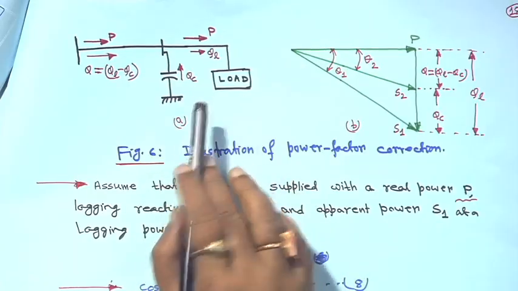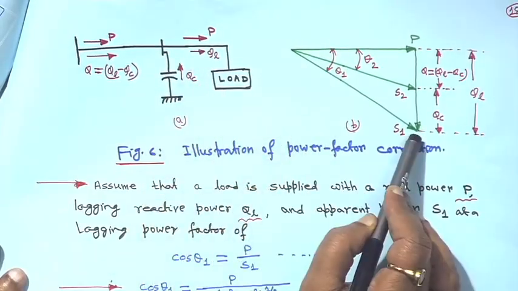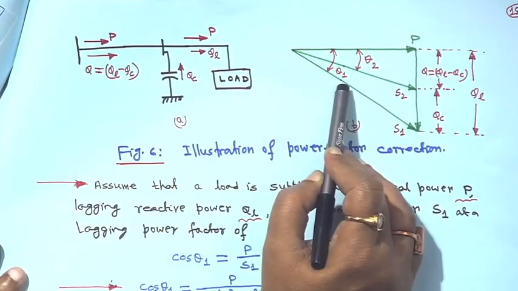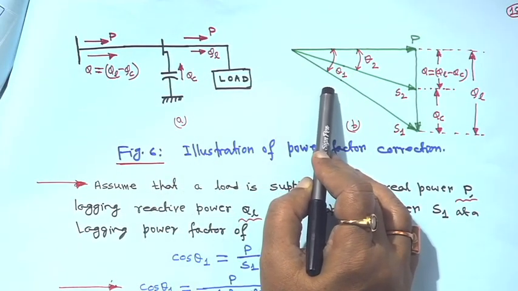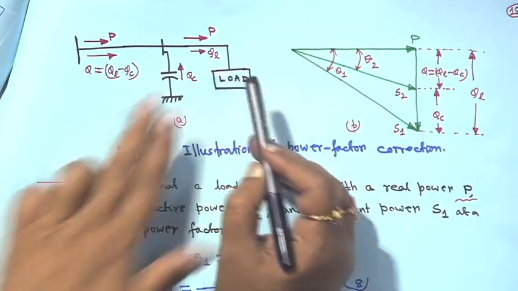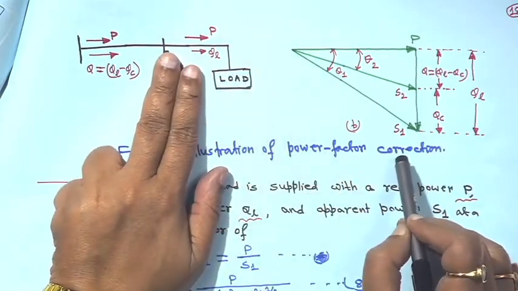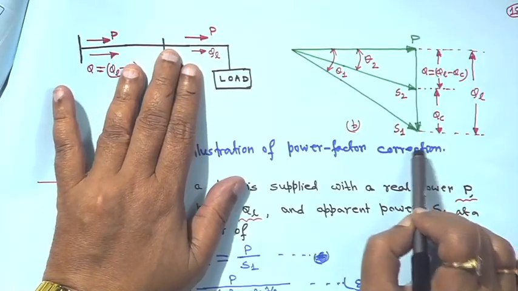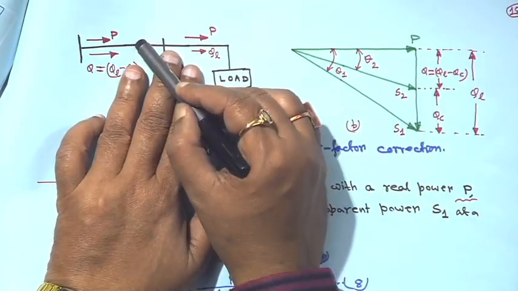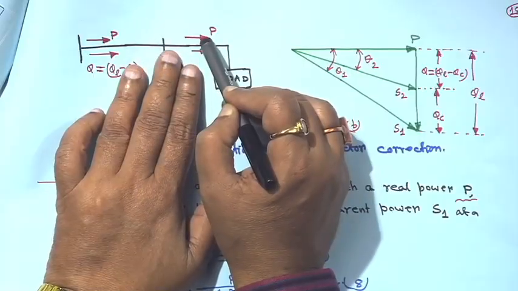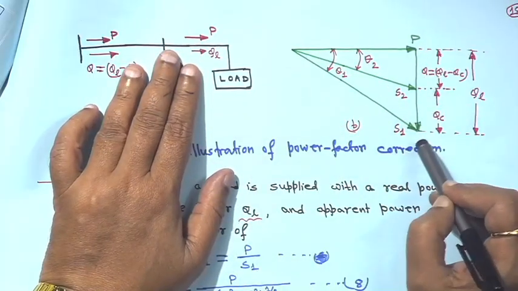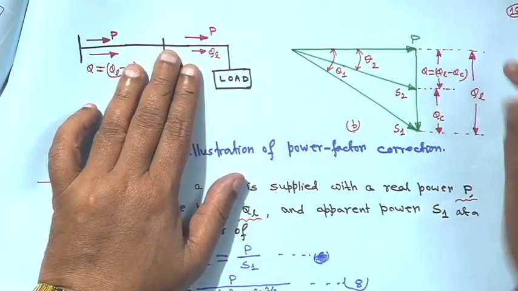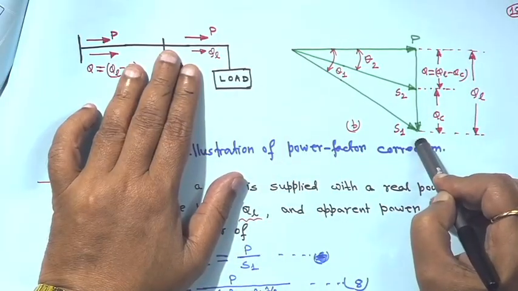Now, without the capacitor, if you draw the power triangle, this theta 1 is the angle without using the shunt capacitor. At that time Q is equal to QL, assuming that there is no loss in the network. So this is your P and this is Q equal to QL, from here to here it is QL.